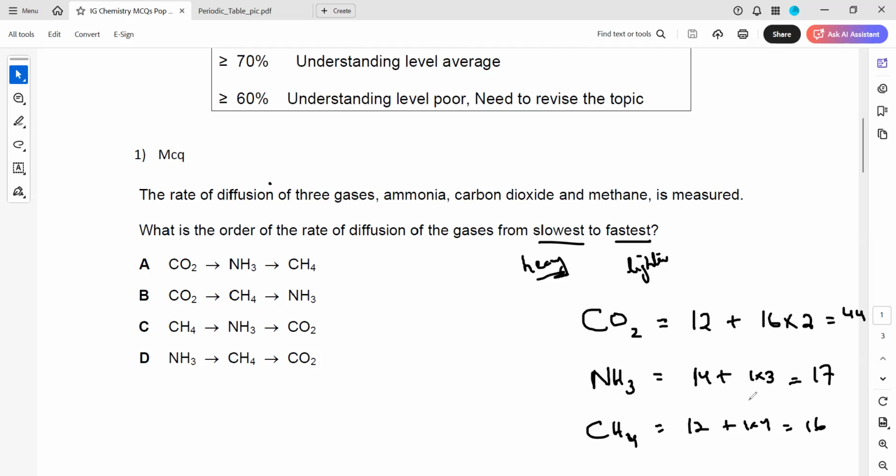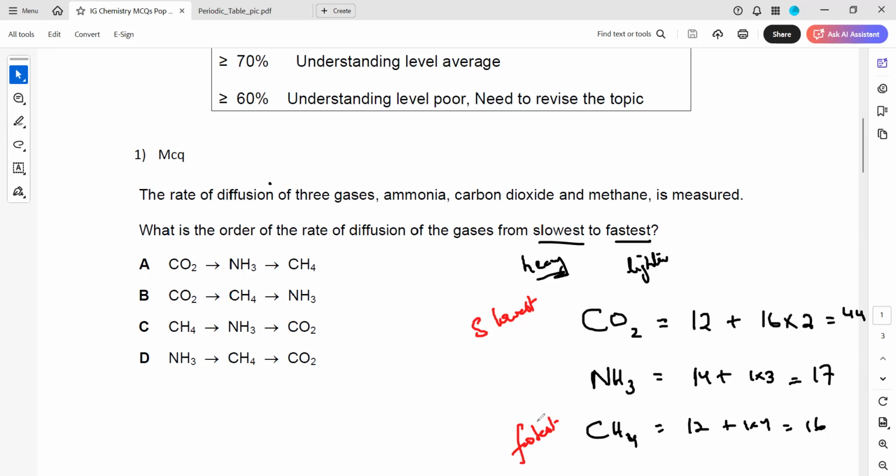So we want the slowest to the fastest. Means we want first the heavy gas, then the lighter. So which one will diffuse slower? The slowest. CO2, because it is heavy, so it will move at the slowest rate. Which will diffuse at a higher rate? NH3 is 17, CH4 is 16. Which is the lightest? The lightest is methane, and ammonia is in the middle. So methane will be the fastest, because the lighter the gas, the faster it moves. The heavier the gas, the slower it moves.